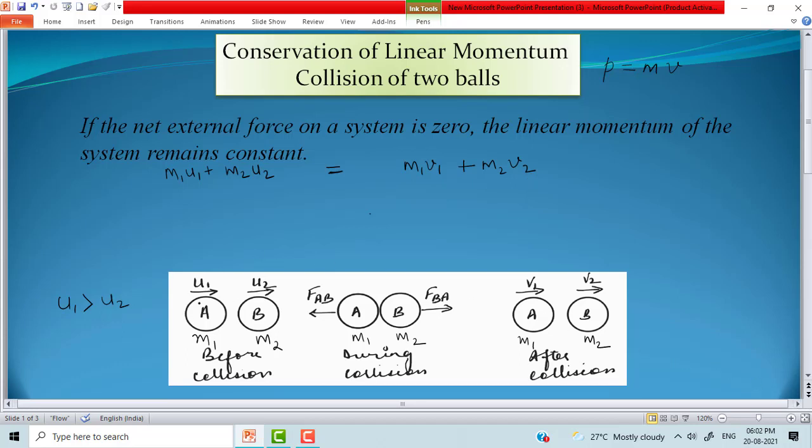Here we can see that this is the initial momentum of object A, and this is the final momentum of object A. That means there is a change in the momentum of the individual body, but the total momentum does not change. The individual momentum changes. The total momentum does not change. That is the law. Now let us try to prove it.